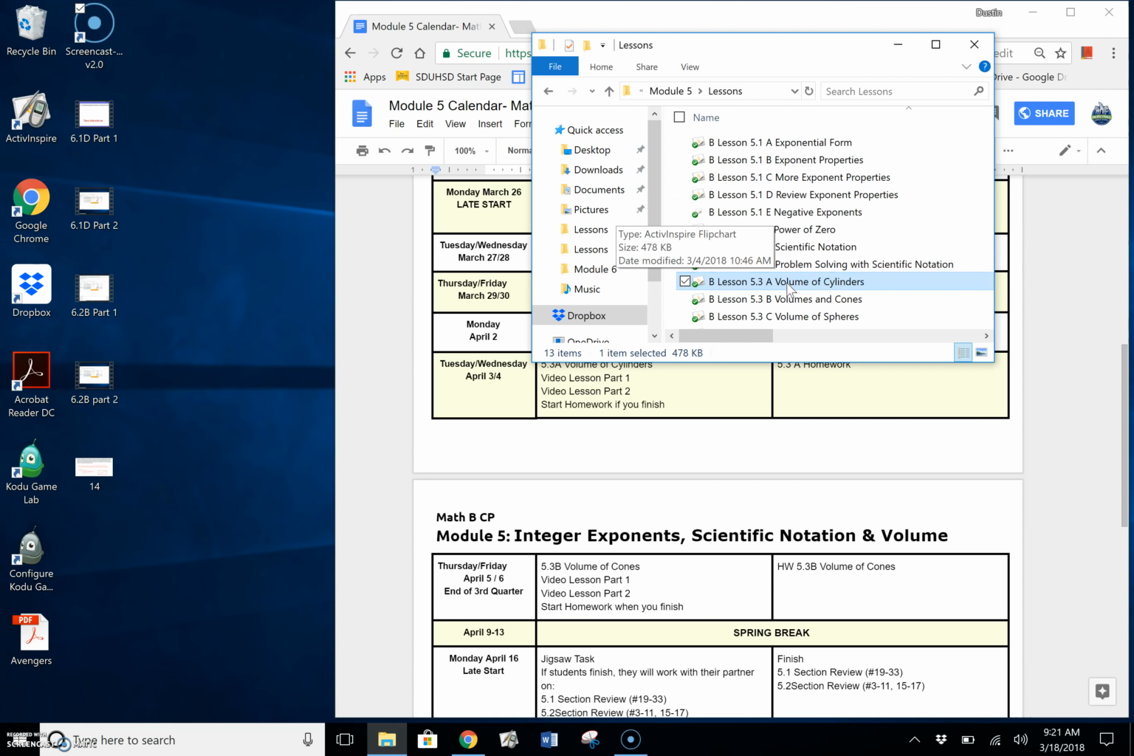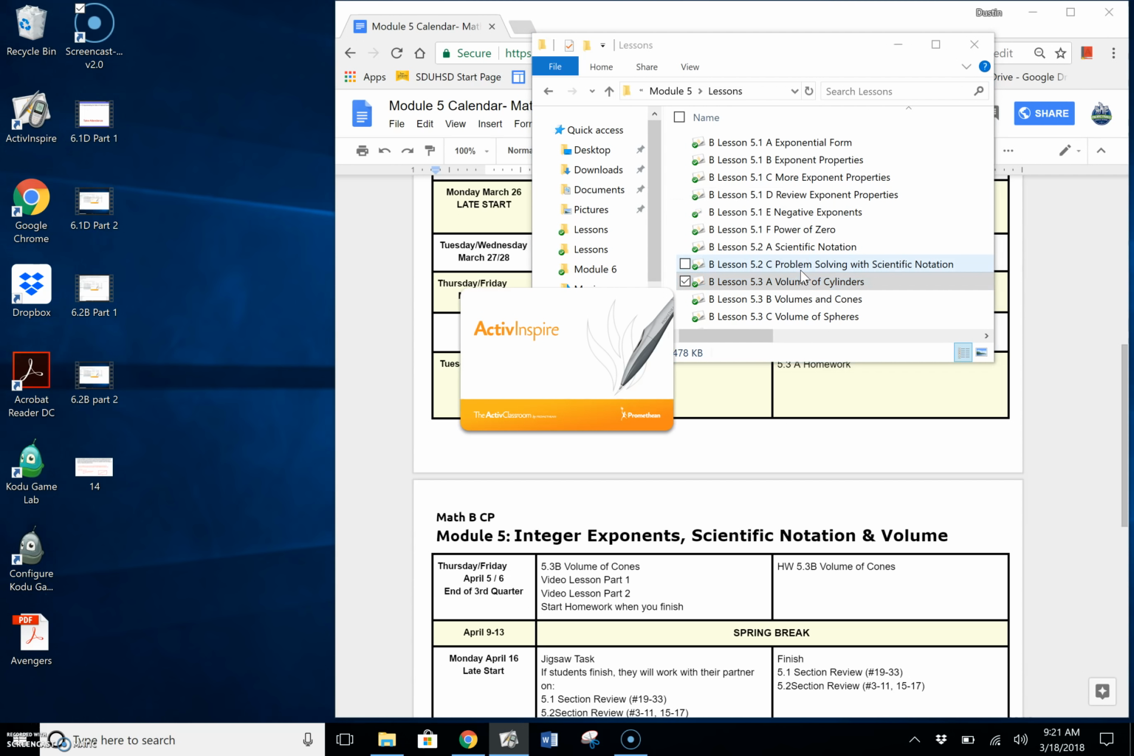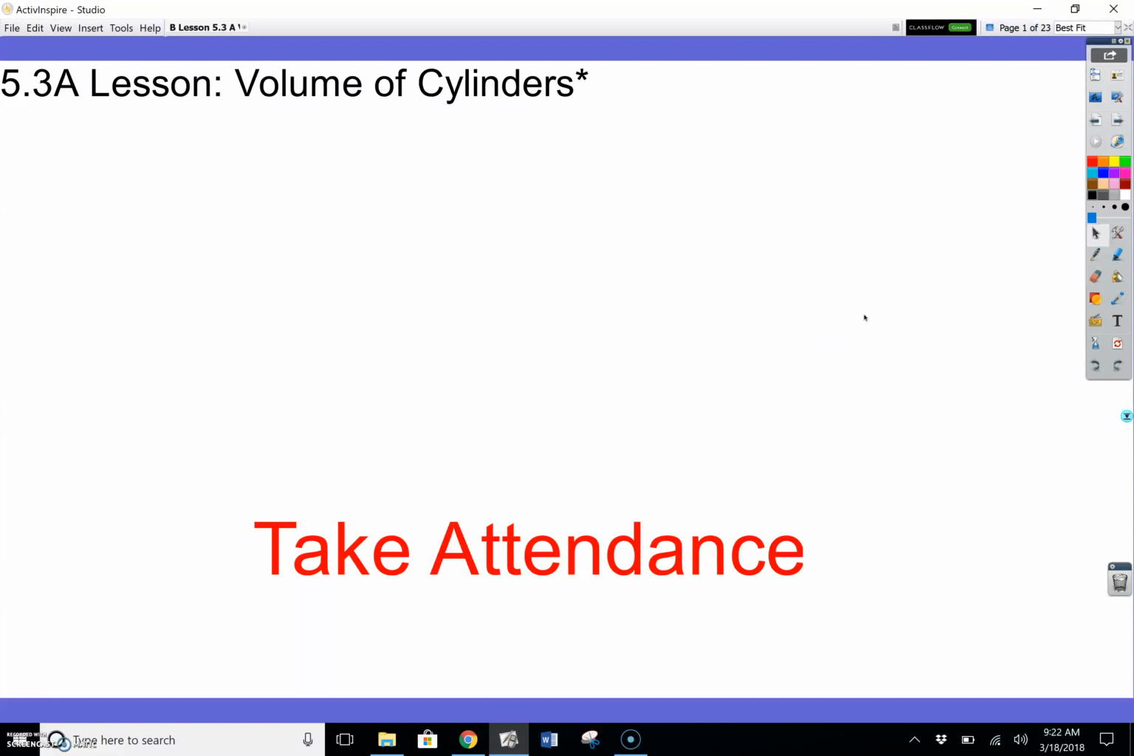While I bring up my slide, I would like you guys to bring up your notes. It's lesson 5.3a, and what we're going to be doing is talking about volume. As this is bringing up, I want to remind you guys volume is how much space an object takes up. All the shapes we're going to be looking at are 3D. Before, when we were looking at area, we were looking at a flat surface.